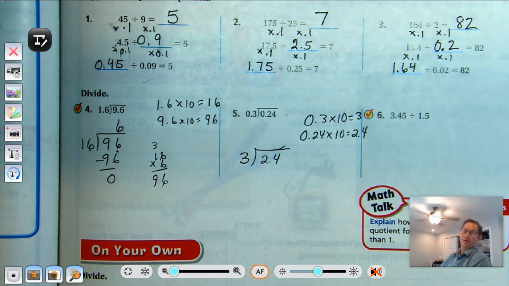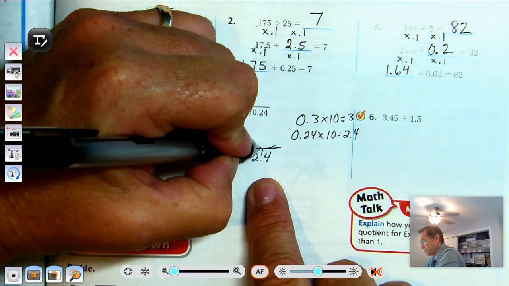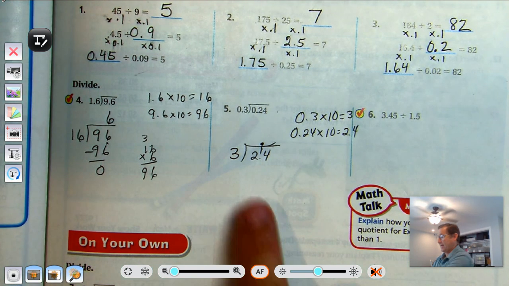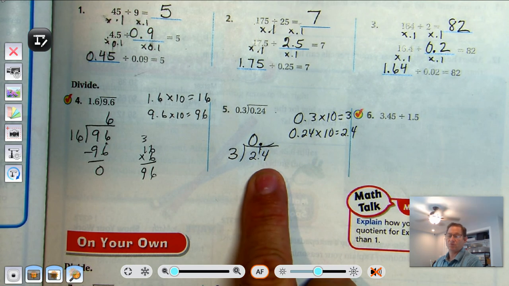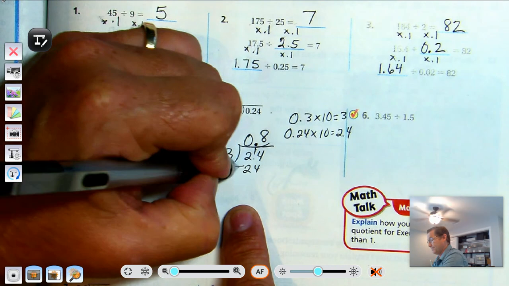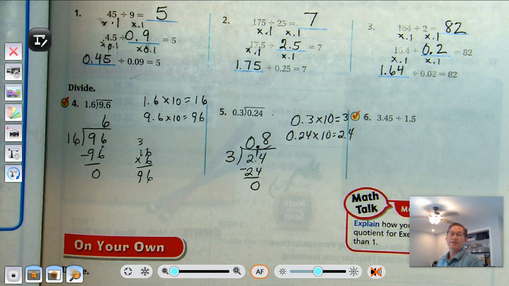All right. So we have a decimal divided by a whole number. Place the decimal point and then just divide. I can't share 2 with 3 groups, so I'll take that as 24/10 and divide by 3. That's 8. 8 times 3 is 24. Subtract. We get nothing left. No more numbers to bring down. So 24/100 divided by 3/10 is 8/10.